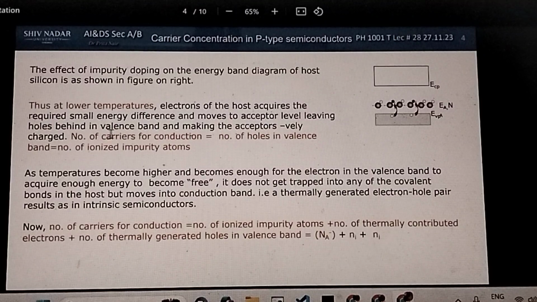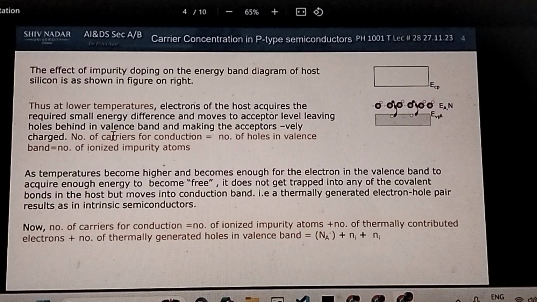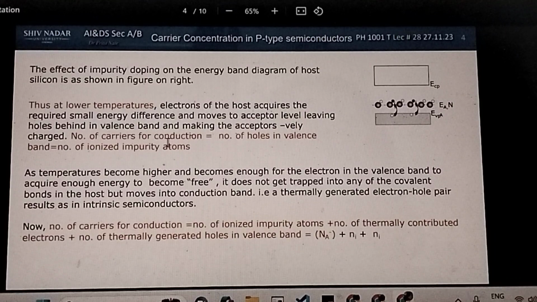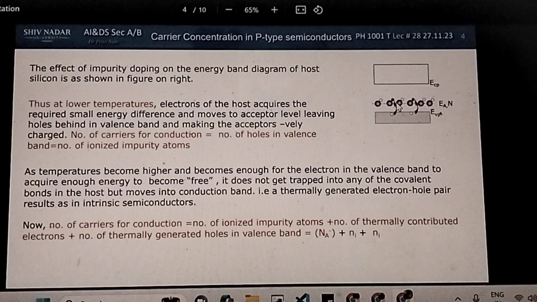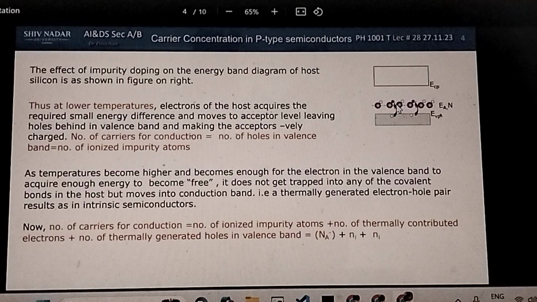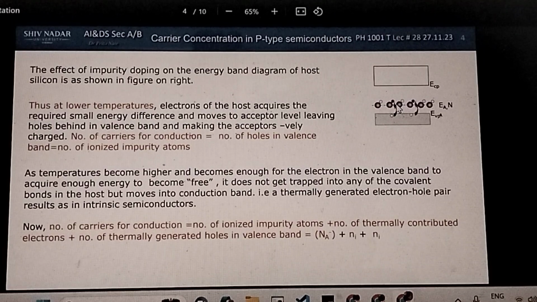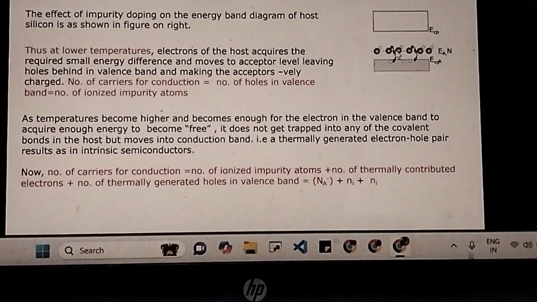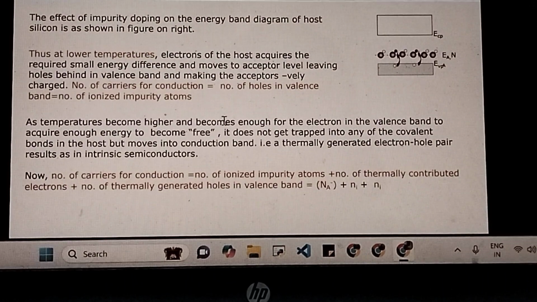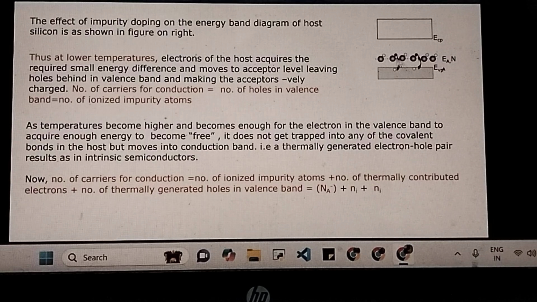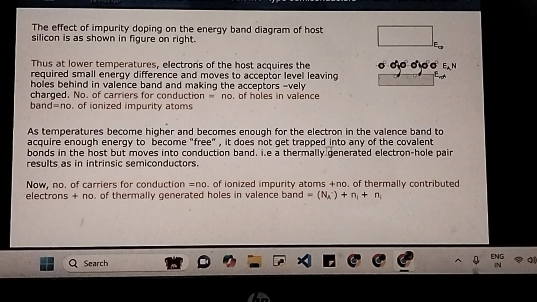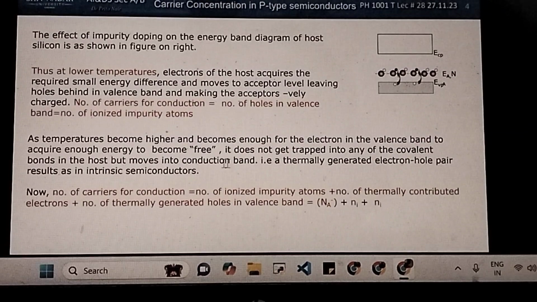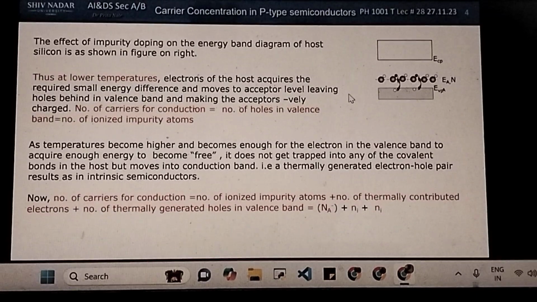So at low temperatures, the number of charge carriers is equal to the number of holes in the valence band, which is again equal to the number of ionized impurity atoms. What are the ionized atoms here? They are the trivalent atoms of aluminium or whatever. Because they get one extra electron, they have a negative charge. So that is the ion being created here. And as temperatures become higher and higher, once all the aluminium atoms have been ionized, thermally generated electron-hole pairs come into play, and your semiconductor starts behaving like an intrinsic semiconductor.